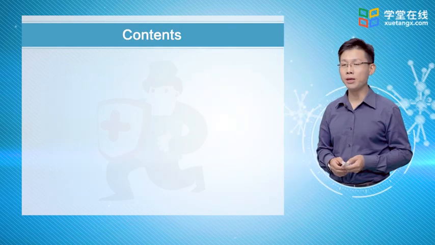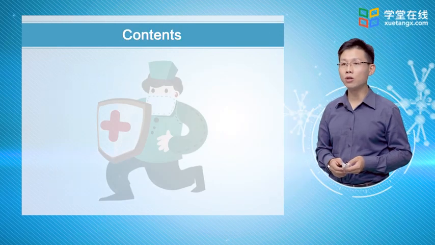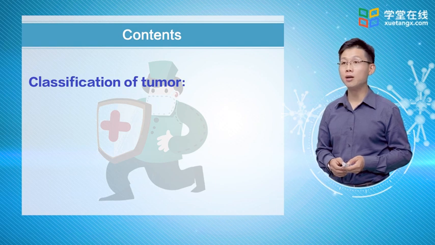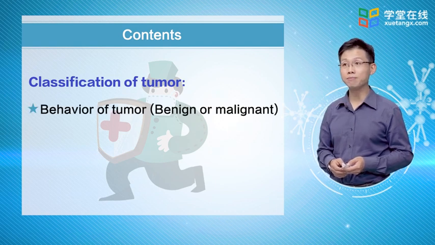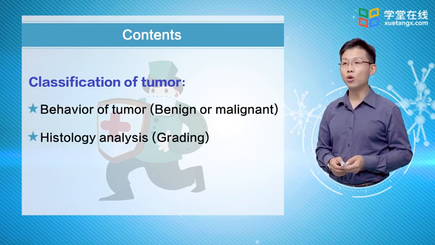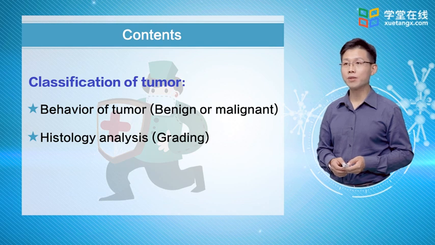To help this patient, we should know how to classify tumor from the following aspects: behavior of tumor, malignant or benign, histology of tumor, grading, extent of tumor, staging.